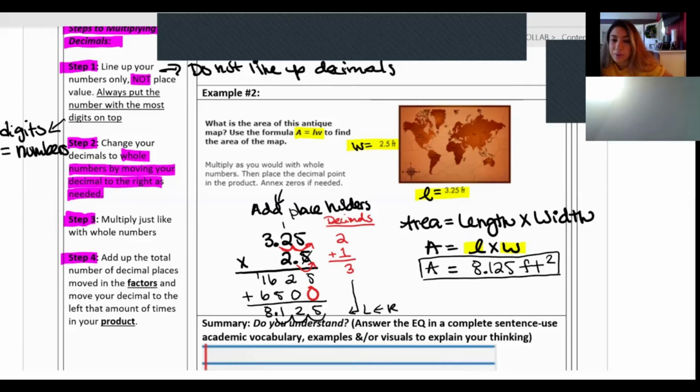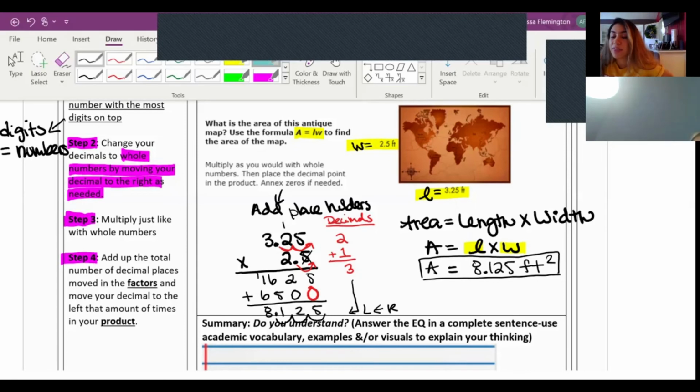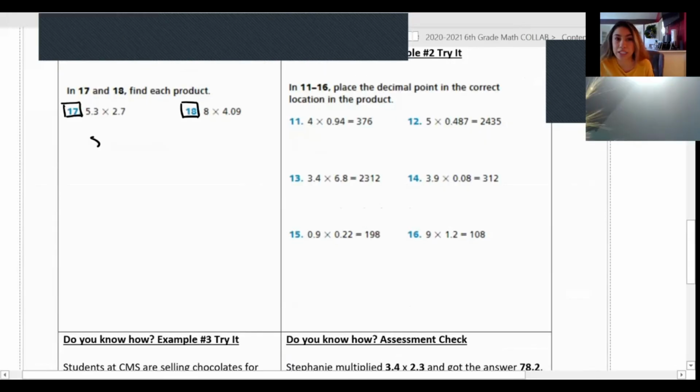Okay. So now that we found our product, we know that overall our area is going to be 8,125,000 feet squared. Do not forget to put that feet squared in. That's our units that we're measuring. And because we just multiplied feet by feet, it's feet squared. We'll learn more about that later. Let's jump right into our try-its.